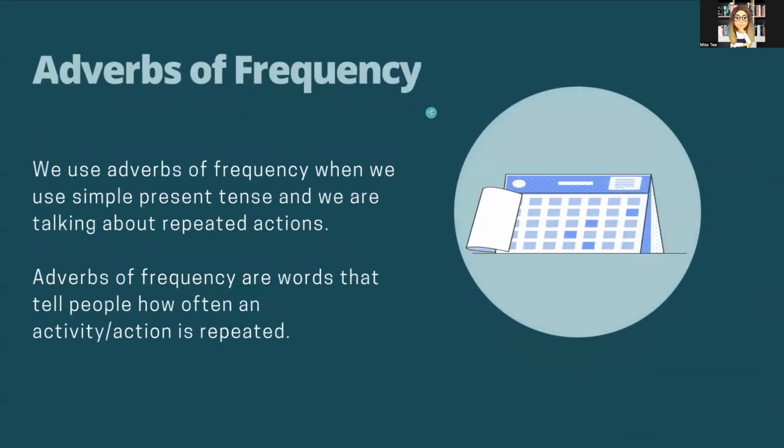So adverbs of frequency. We use adverbs of frequency when we use the simple present tense. You can recall from simple present tense, we tend to use this tense when we're talking about repeated actions. Adverbs of frequency are words that tell people how often an activity or action is repeated. And so when we're using it in the simple present tense to talk about routines and repeated actions, this tells us the frequency of it. So it tells us more information about that so we can get a better understanding of it.